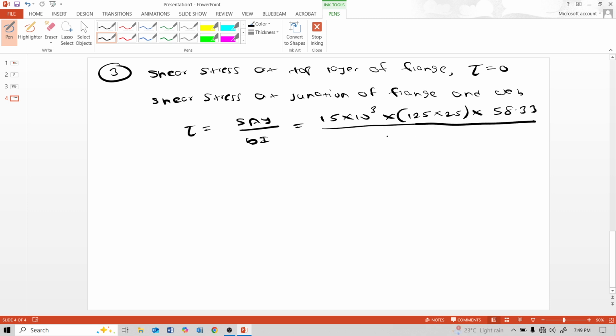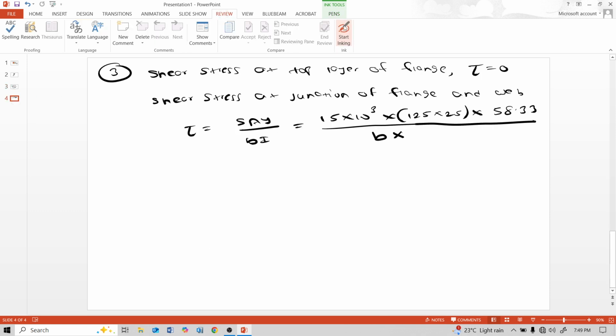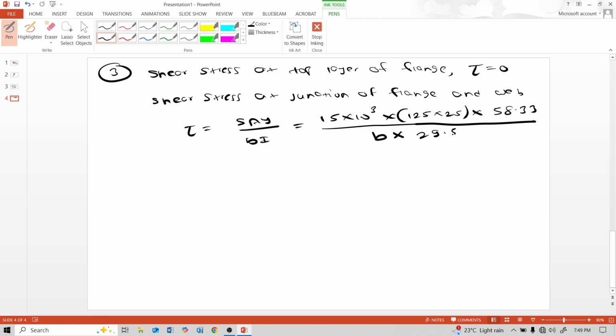And divided by B as it is, multiplied by I, which is 29.55 into 10 raised to 6. So 15 into 10 raised to 3 multiplied by 125 multiplied by 25 multiplied by 58.33 divided by 29.55 multiplied by 10 raised to 6 is 92.53 upon B.